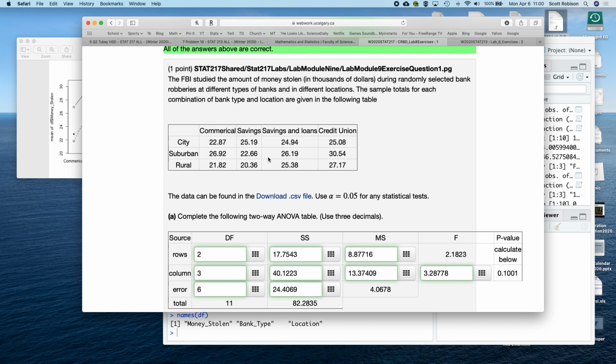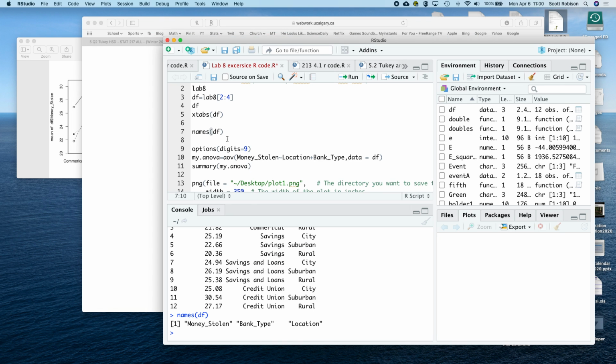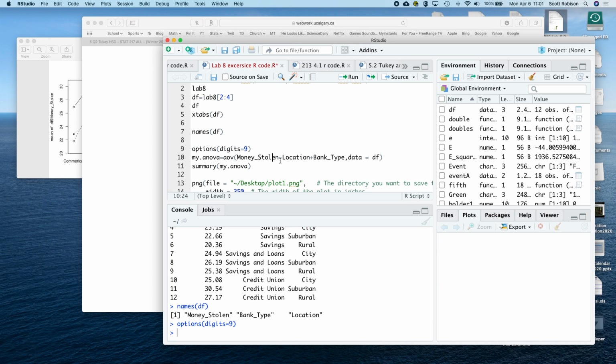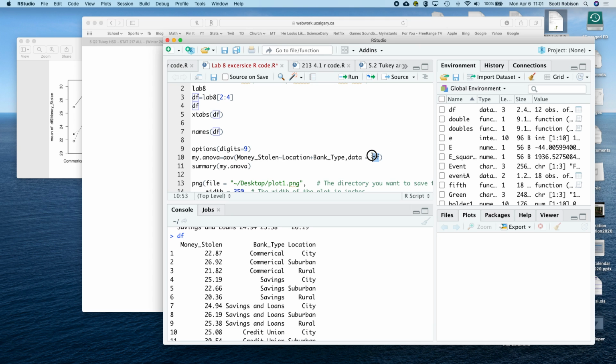Okay, when my question is asking here to use some amount of digits, I think that a good idea is to switch how many digits you get in R. So here I'm just going to give more digits in R by saying options digits equal 9. And then I can run the two-way ANOVA by indicating that my data is from the data frame that I called df. And then here the first variable should be the values, and then tilde either of the two columns. You could do bank type plus location, or you could do location plus bank type. I've done location plus bank type.